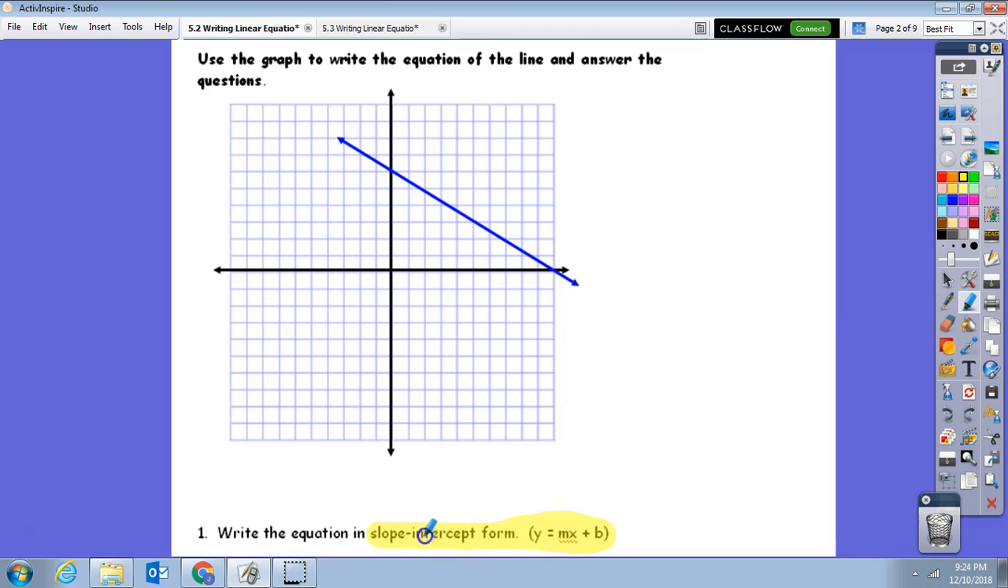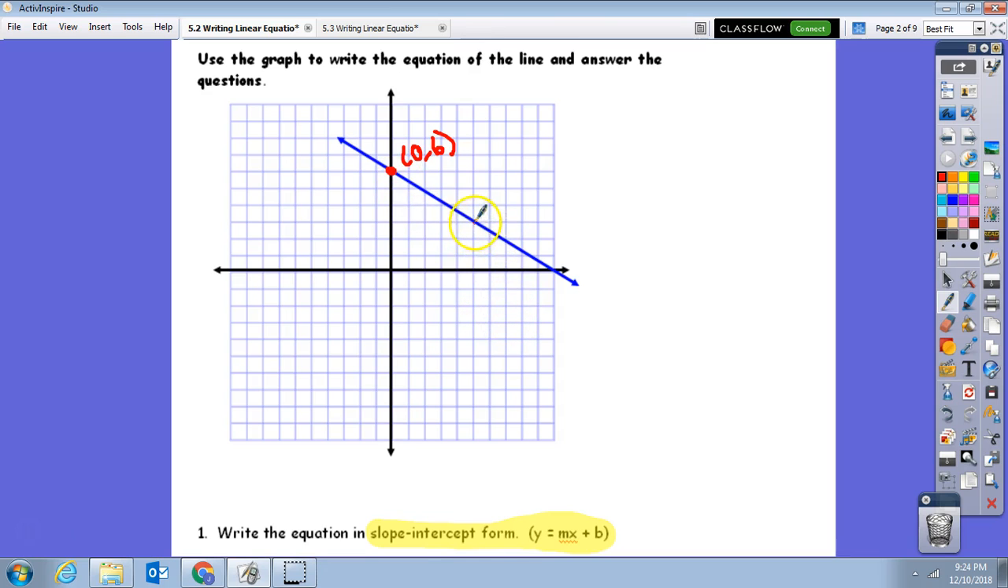Slope-intercept form is y equals mx plus b. And to write an equation in slope-intercept form, you would have to have the m and the b, the slope and the y-intercept. Thus the reason it's called slope-intercept form. So if you take a look at this equation up here, you can see that the graph crosses through the y-axis at 6. The reason I got that was I just counted up to 6. 0 for x value, 6 for the y value.